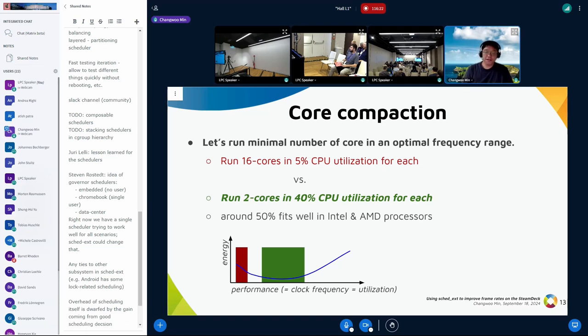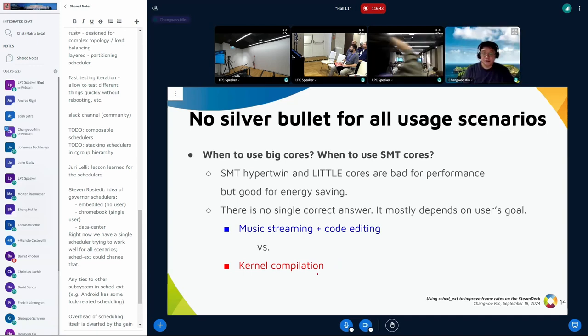Instead of spreading all the jobs across the entire set of CPU cores, let's just use the minimum number of cores and run those cores in the optimal frequency range. For example, instead of utilizing 16 cores at 5% CPU utilization, let's just use only two cores at 40% CPU utilization. That actually boosts the performance due to the higher clock frequency and also reduces power consumption. So that's basically how we handle the power consumption.